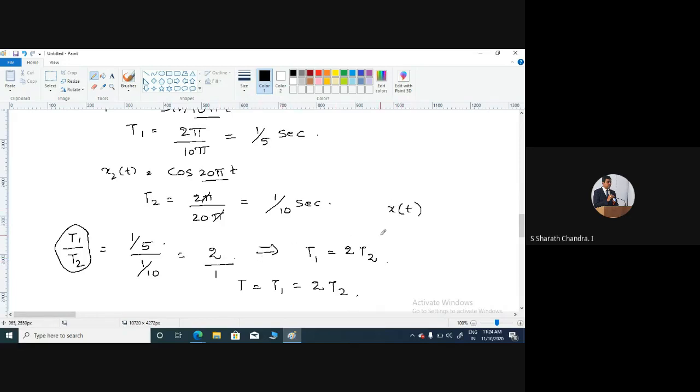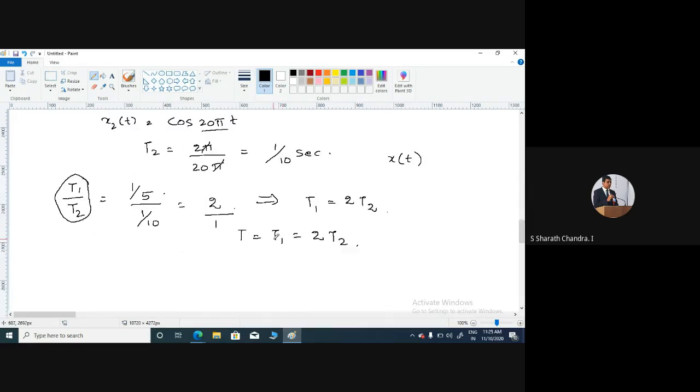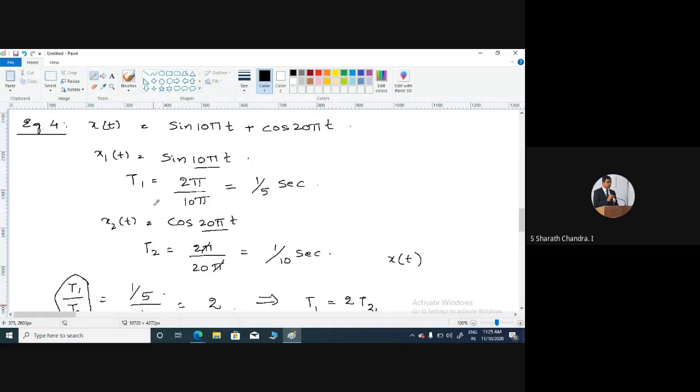Similarly, the fundamental period of this x of t can be taken as either T1 or 2 times T2, which is simply 1 by 5. Therefore, your capital T, the fundamental period, also becomes 1 by 5 seconds, which is the least common multiple of T1 and T2. This is how you verify whether a given composite signal is periodic or not. That's all for this lecture. Thank you.